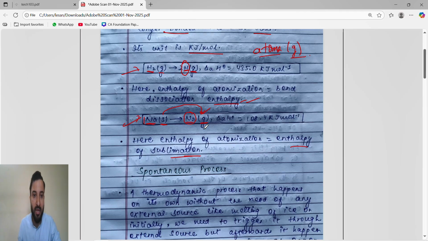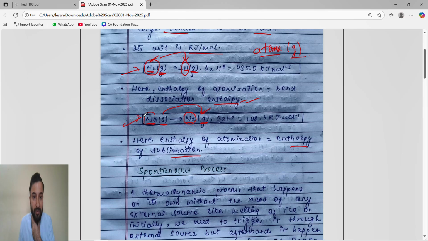Understand? Yes sir. Here, guys, with hydrogen molecules the phase is the same, gas to gas, so we are not changing the phase. If you are not changing the phase, then nothing else happens. We just see that H2 molecules are broken down into hydrogen atoms. So we have broken the bond, so it is bond dissociation enthalpy. The phase is the same, gas phase.